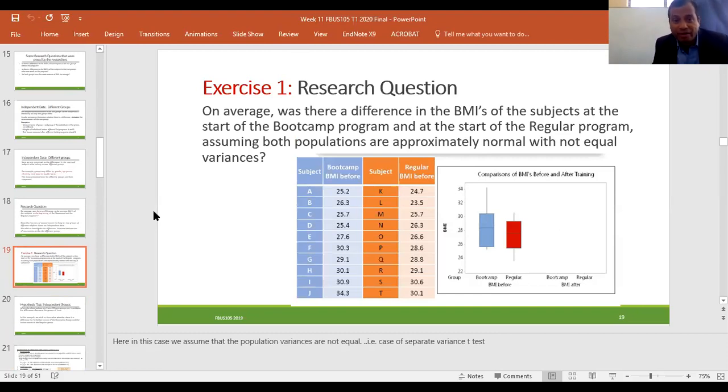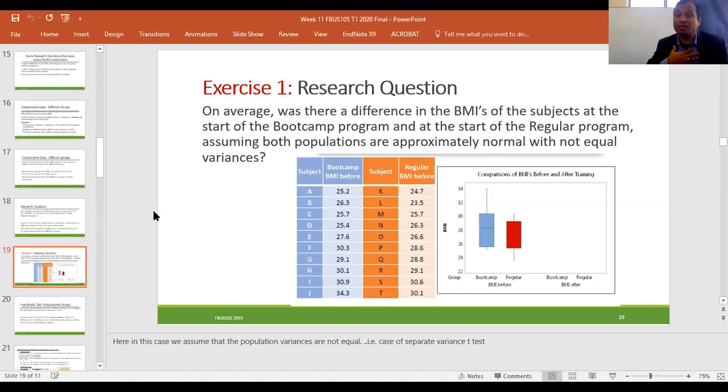It says that on average, was there any difference in the BMI of the subjects at the start of the boot camp program and at the start of the regular program? So this is only a single case, the first level of comparison. Before, not after. So before, is there any difference between the mean value of boot camp and regular? That's why you see on the right side the graph, only two box plots. One is for the boot camp and the second one is for regular.